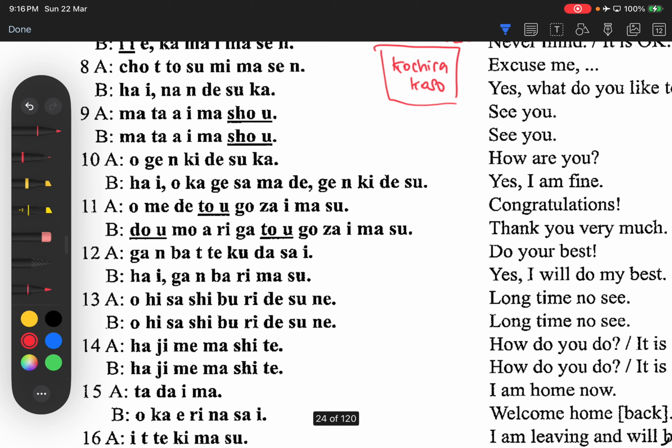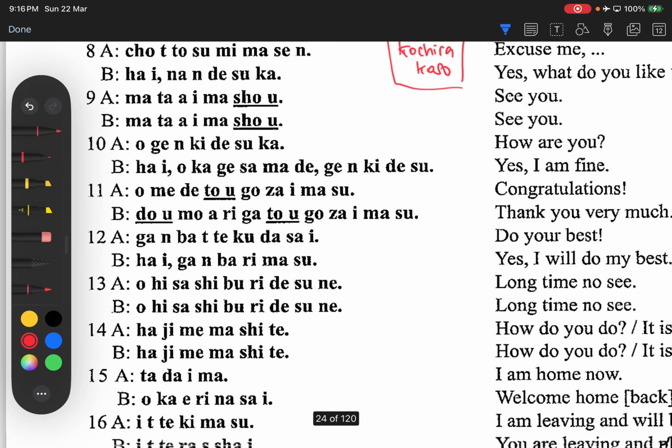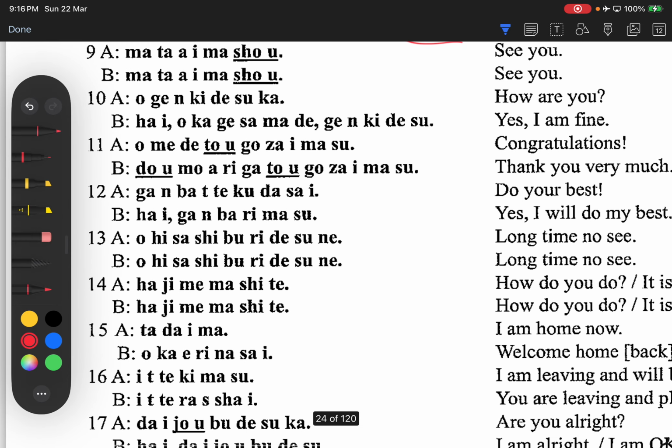Next, おめでとうございます. So the word おめでとう means congrats. ございます is just the polite ending, so congratulations. So when someone congratulates you, you better thank them back.